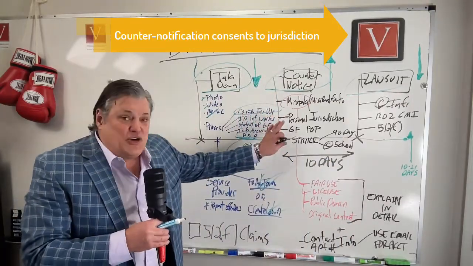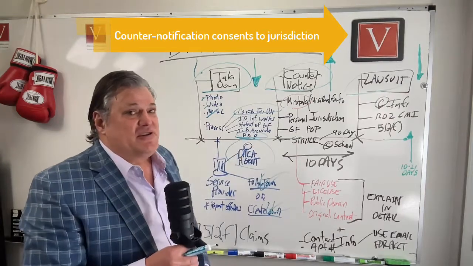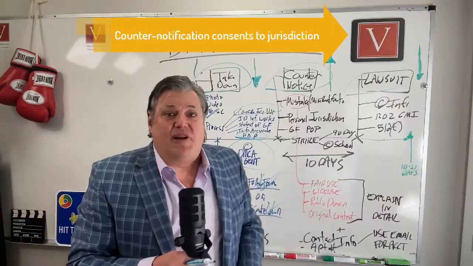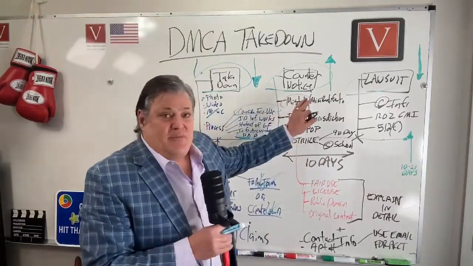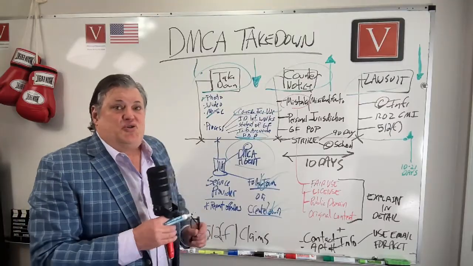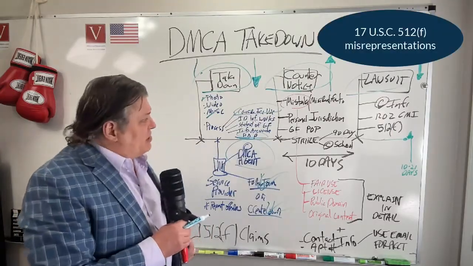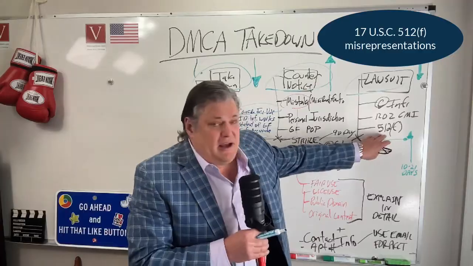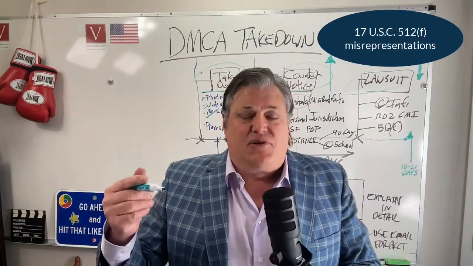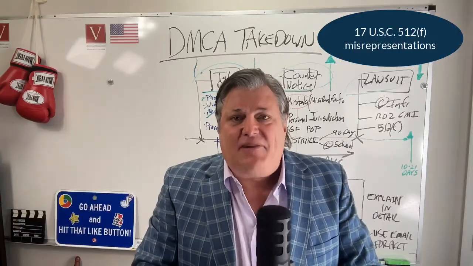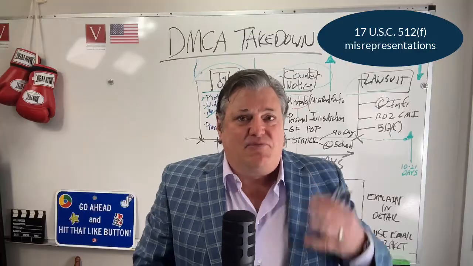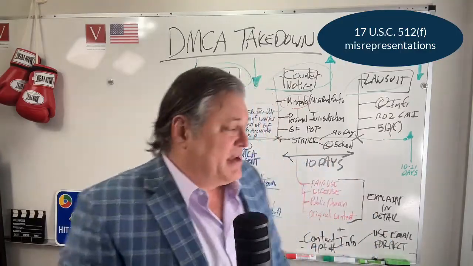You are consenting to personal jurisdiction, and under penalty of perjury, same thing here. You're saying you have a good faith belief that this is a mistake or misidentification. Now, if you're screwing around with the rules, you're doing things in bad faith, there is a claim called 512(f), and that is a bad faith takedown process, either the takedown notice or the counter notification in bad faith. It's tough to win on. You have to prove subjective bad faith, that subjectively they had bad faith. It can be difficult to prove.